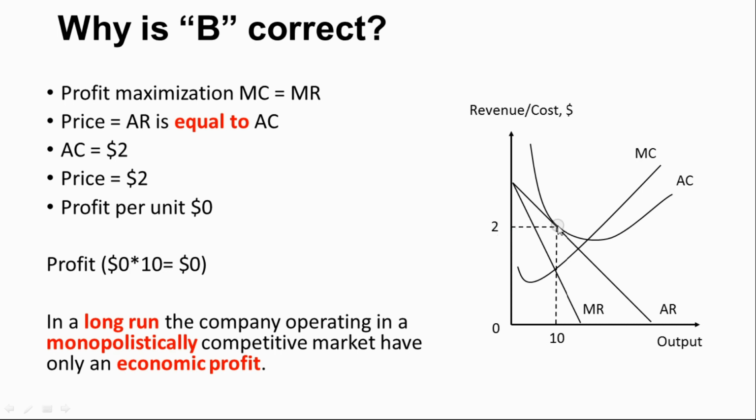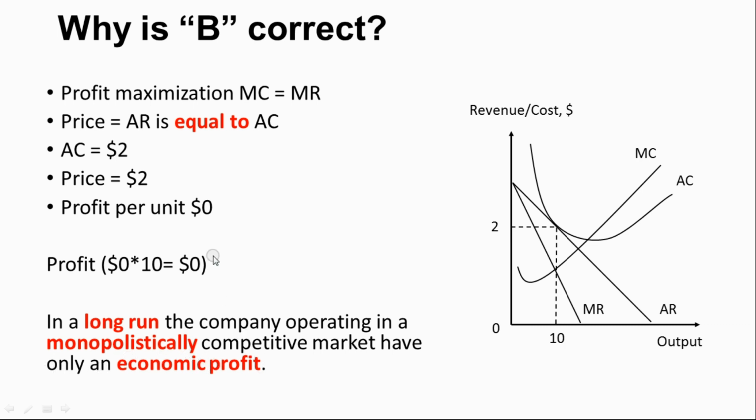Then you also can find your cost. Your cost is also $2. In this situation, your profit per unit will be 0, and your total profit also will be 0 multiplied by 10, 0. In the long run, the company operating in a monopolistically competitive market has only economic profit.